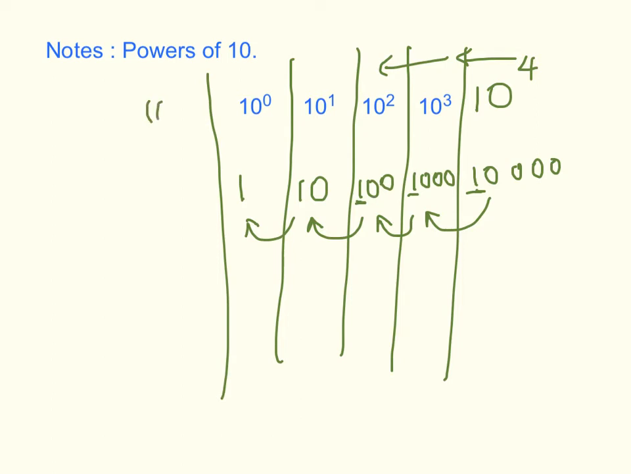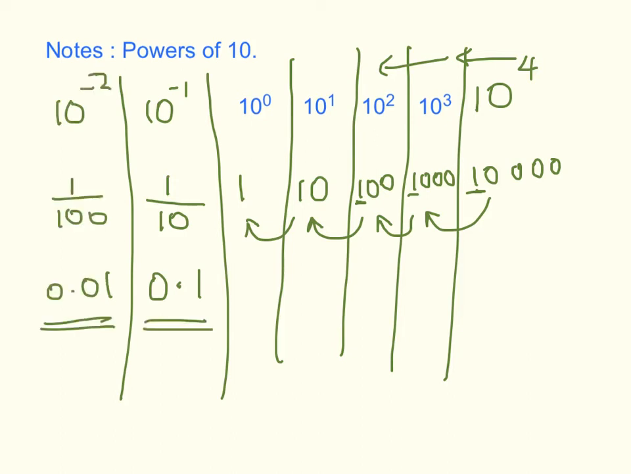So 10 to the power of -1 is 1 divided by 10, which we can write as 0.1. Okay, sorry, something happened in the video there. I just want to go over that 10 to the power of -2 is 1 over 100, which can be written as 0.01.